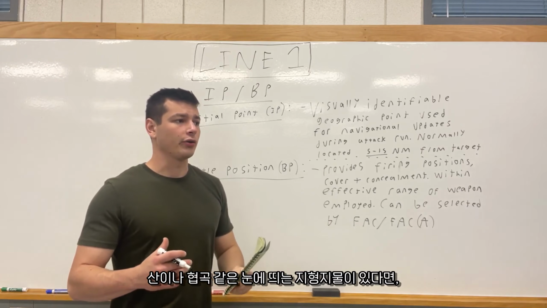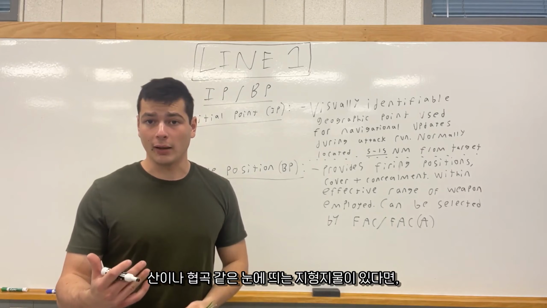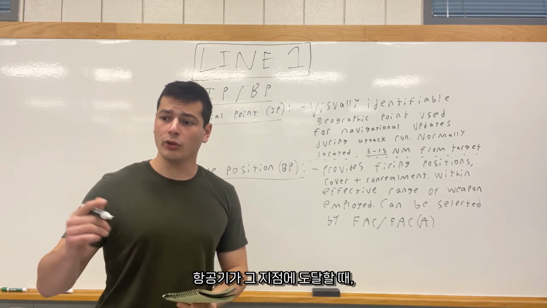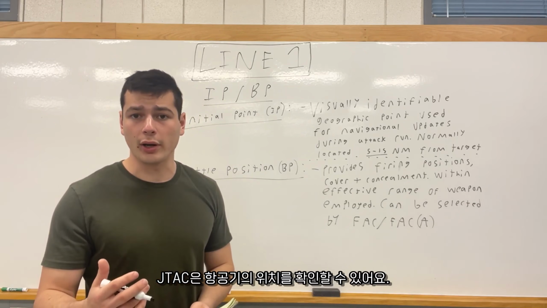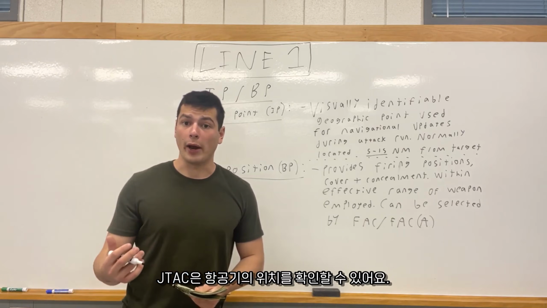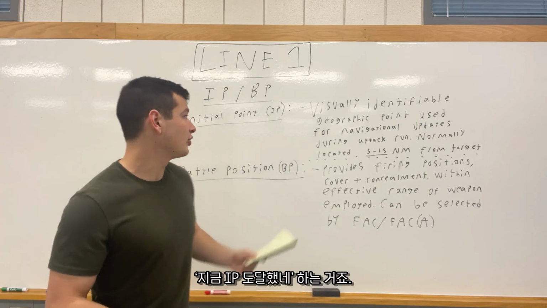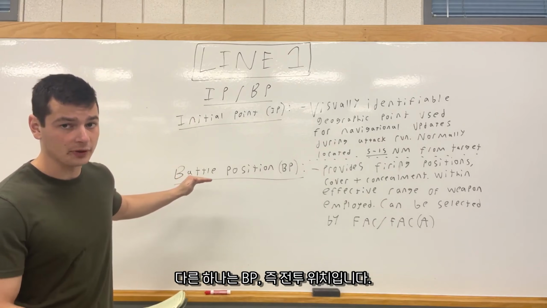So think if there's a mountain or a canyon or some other visually identifiable geographic reference, so that as the airplane comes in, once it hits that point, it'll update the JTAC, and the JTAC will know, okay, I am aware now of this aircraft's position. It's at the IP. The other option is your BP, or battle position.